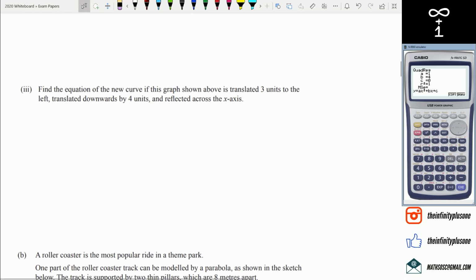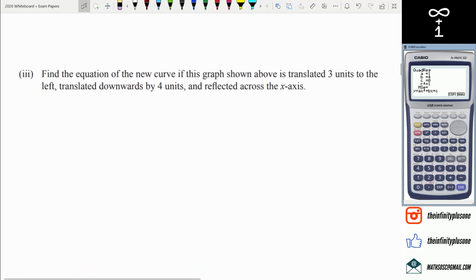So question 3, what you have is find the equation of the new curve if the graph shown above is translated 3 units to the left and down by 4 units. So what you can do in this case is I'm going to write the original equation down, which is y is equal to x squared plus 4x. Now the first part that I need to consider is translated 3 units to the left.